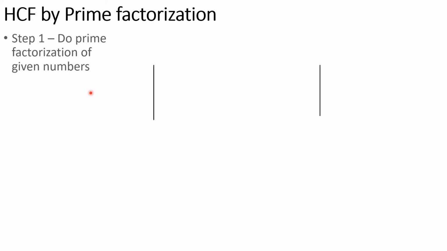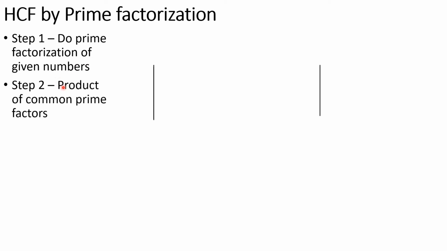Now, what are the steps? First step is to do prime factorization of the given numbers. You can do prime factorization by any method, factor tree or continuous division method. It's up to you. But if in exams it is specified that you have to calculate HCF by the factor tree method, then you have to do prime factorization by factor tree only. So if any method is specified, then you have to use that particular method. But if not specified, then you can use any method for prime factorization. And after prime factorization, the product of common prime factors is your HCF.